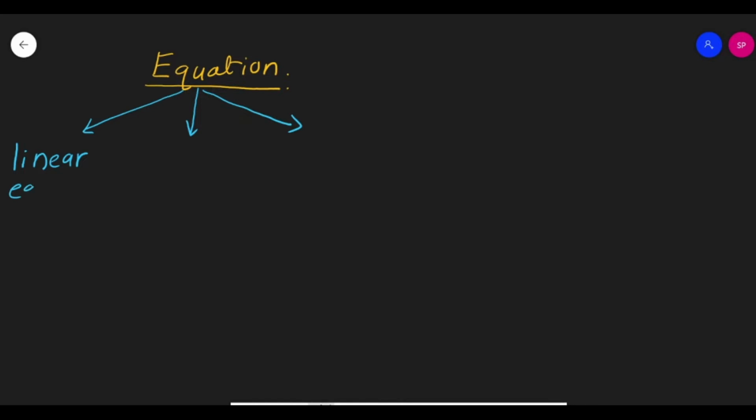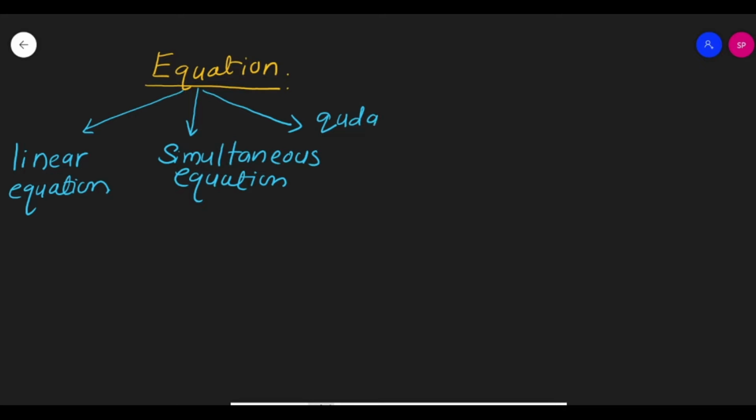Linear equation. So next one is simultaneous equation. So last one is quadratic equation. Quadratic equation. So you have to write it first. Okay. Now, how do you identify the linear equation?